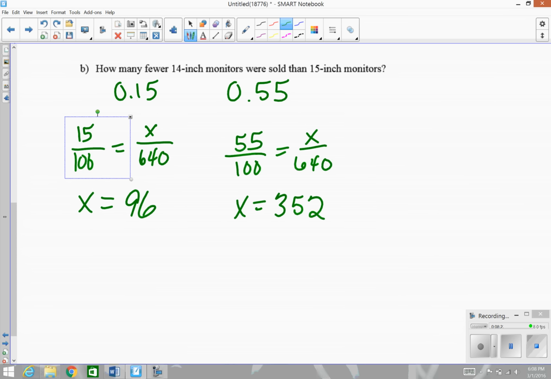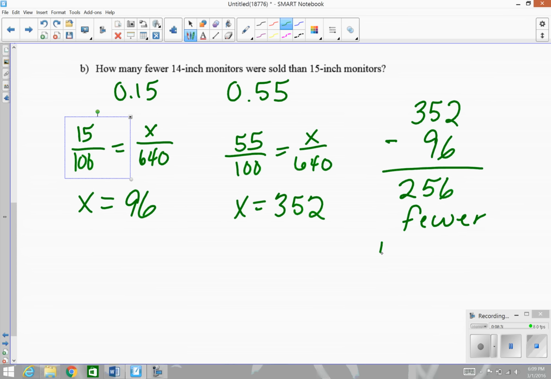And then our final step is to subtract. 256 fewer 14-inch than 15-inch.